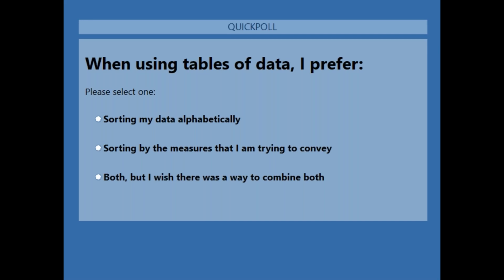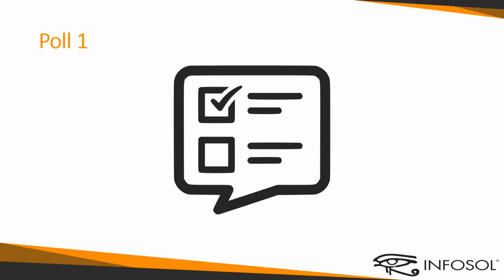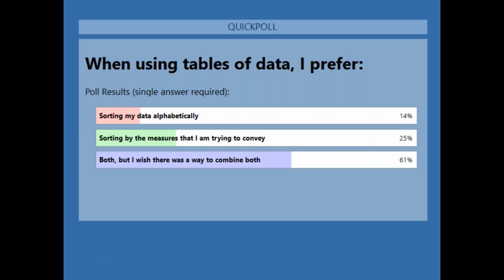All right, we're going to go ahead and close it out. It's your last chance here. All right, Heather, so it looks like 14% said sorting my data alphabetically, 25% said sorting by the measures that I'm trying to convey, and 61% said both, but I wish there was a way to combine both.